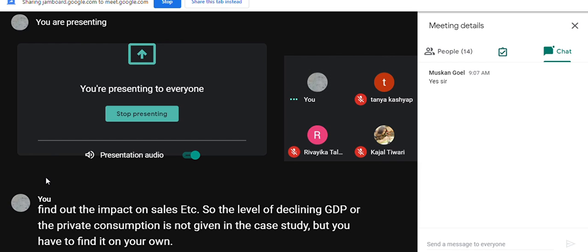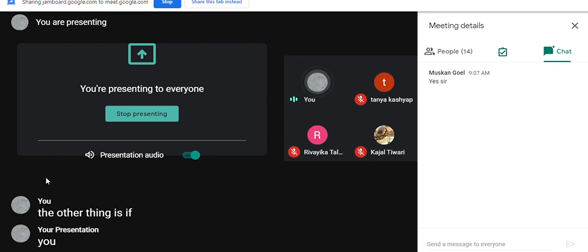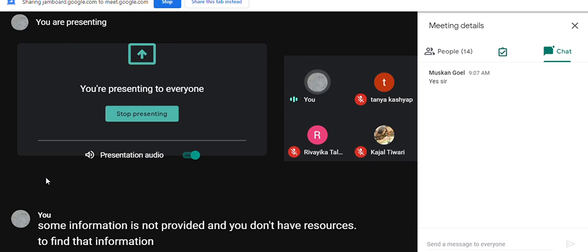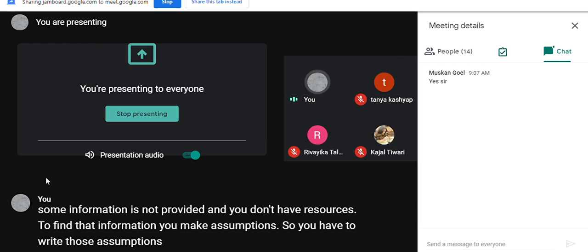And the other thing is, if some information is not provided and you don't have resources to find that information, you make assumptions. So you have to write those assumptions. You have to write on what basis you have assumed those points.